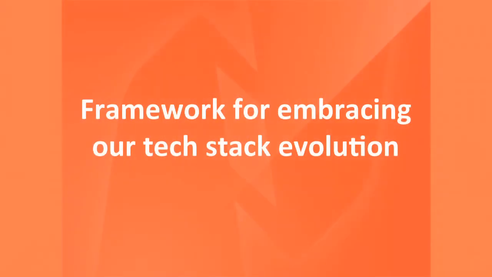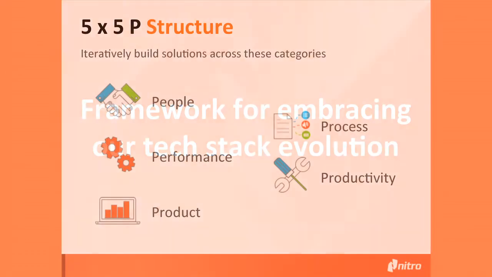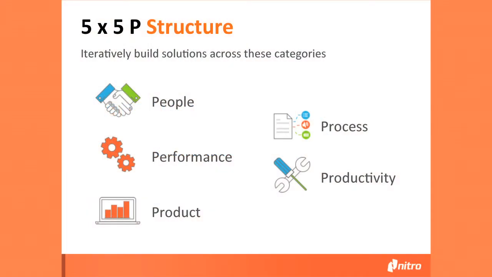So I'm going to talk about, for the next 10 minutes, the framework for embracing our tech stack evolution. I'm going to break it down into 5 high-level topics and give you 5 hopefully simple takeaways for each one of these. So it's a 5x5 structure. We're going to talk about people, performance, product, process, and productivity.